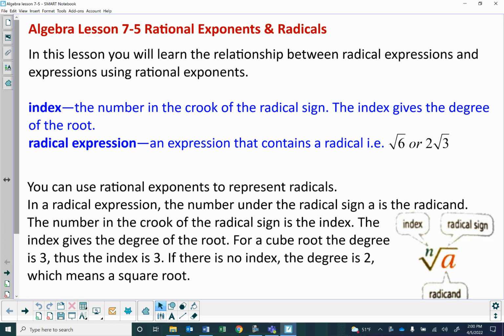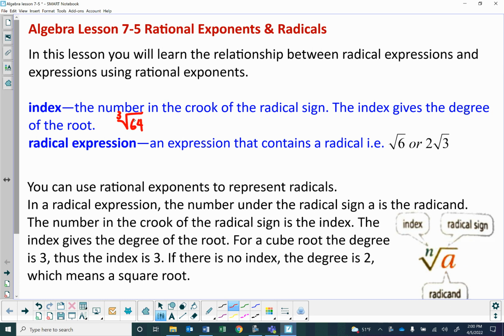Two important vocabulary words. One is called the index. That's the number in the crook of the radical sign. The index gives the degree of the root. For example, if I had a cube root of something, my index number would be a 3. So the cube root of 64, the index number is a 3.